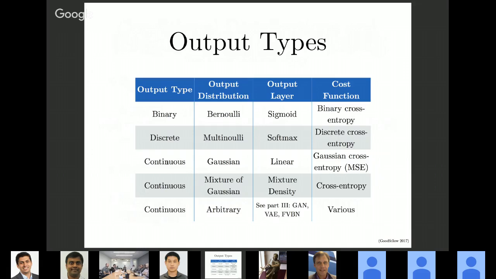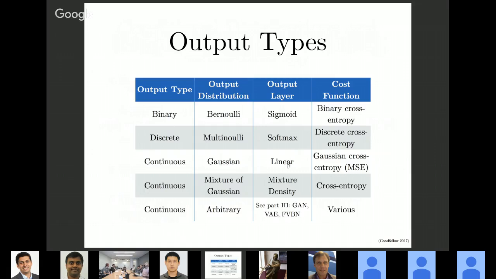When we get to continuous output variables, then we start to have a lot more choices about how we might actually model them. One really common one is to use a Gaussian distribution. And in that case, we usually just assume that the covariance or the precision matrix of the Gaussian is fixed, and we have the model predict the mean of the Gaussian.